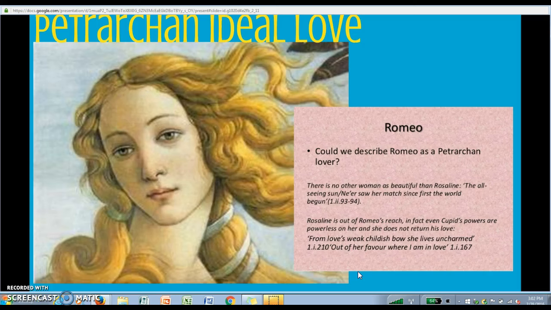But in Sonnet 130, Shakespeare is making fun of this idea, saying that no woman can actually be like this. So it's kind of interesting in the fact that in Sonnet 130, Shakespeare is making fun of some of his previous works. But I guess it's pretty good to be able to make fun of yourself.